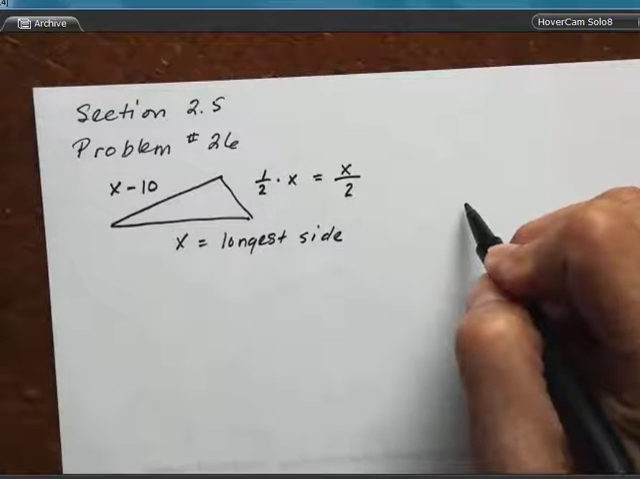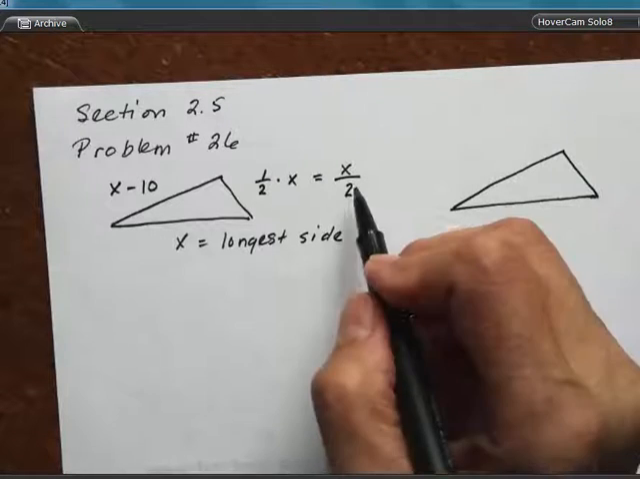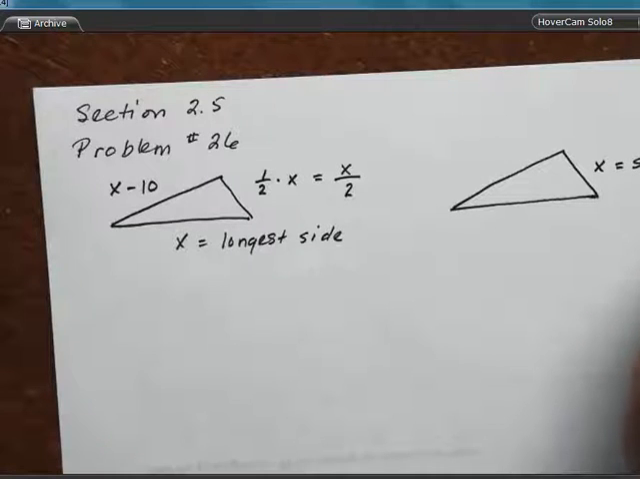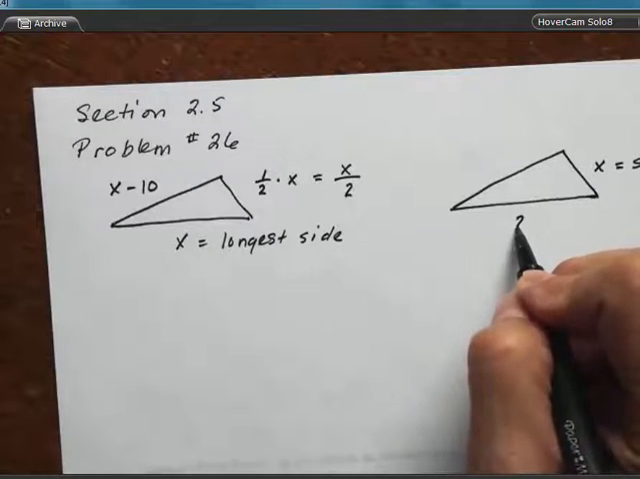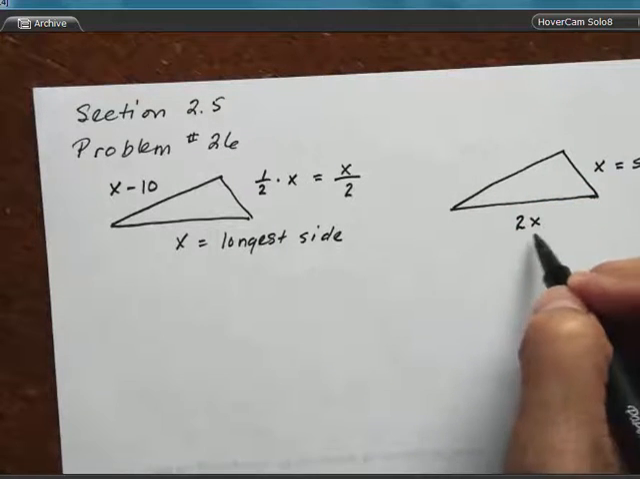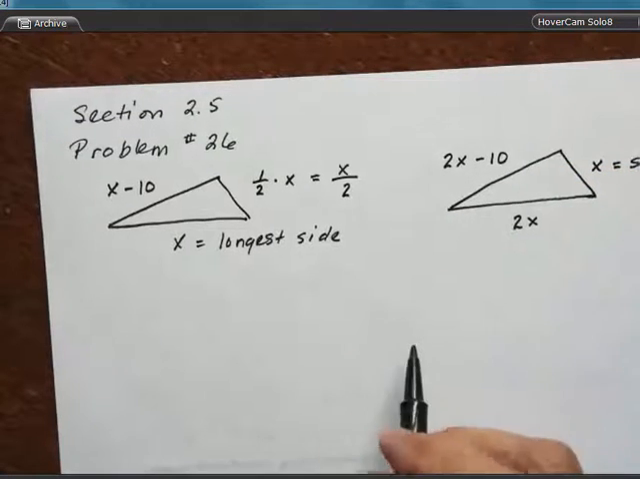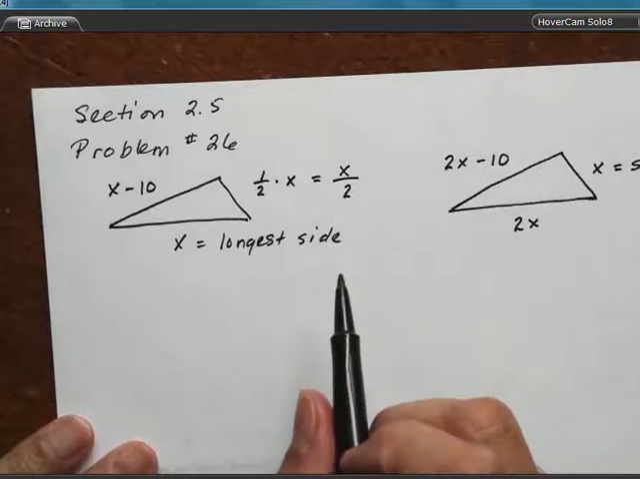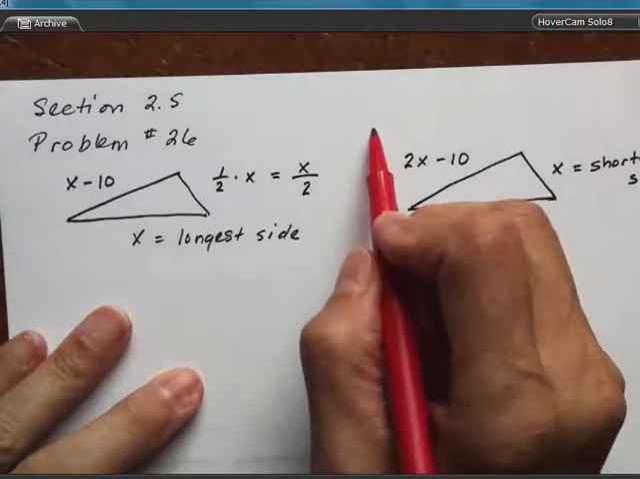Another way to set up the triangle is to take the shortest side and make that x. So x would be my shortest side. And then my longest side is going to be 2 times that, twice as long. And then to find the third side, it's going to be the longest side, which is 2x, and I'm going to subtract 10. What this helps do is create a problem that doesn't have any fractions. And that's always nice to have. So I'm going to be using this setup right here.